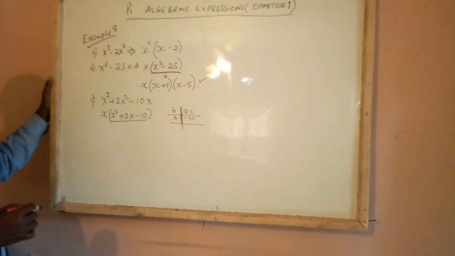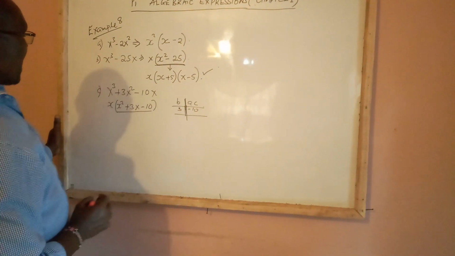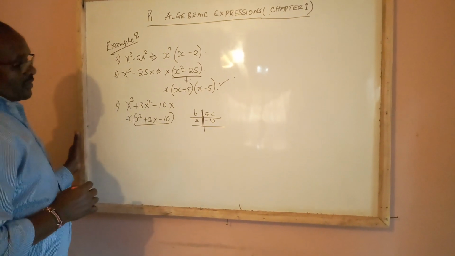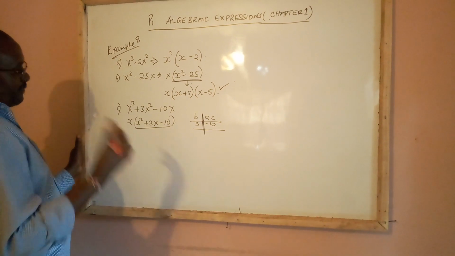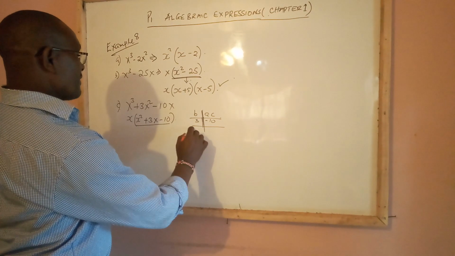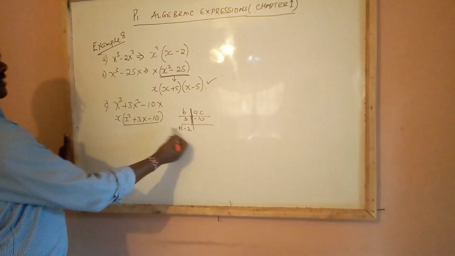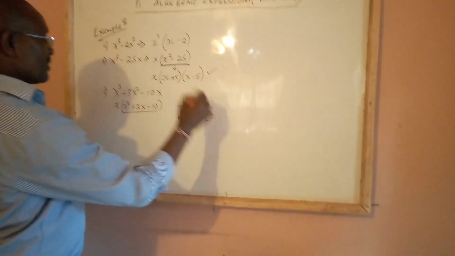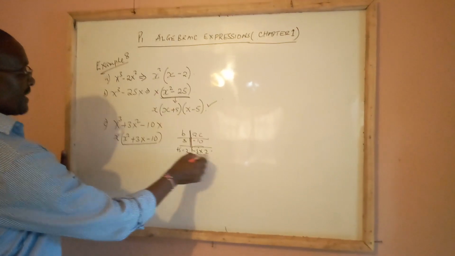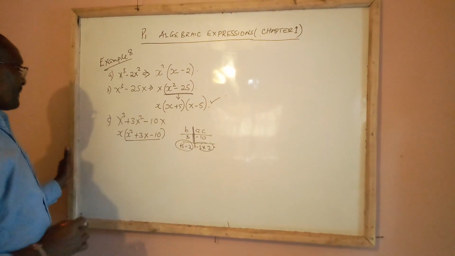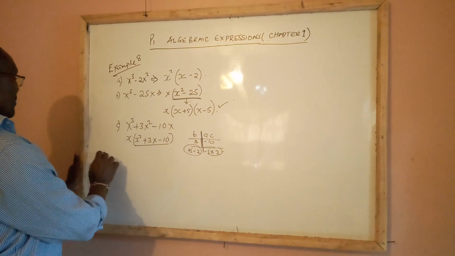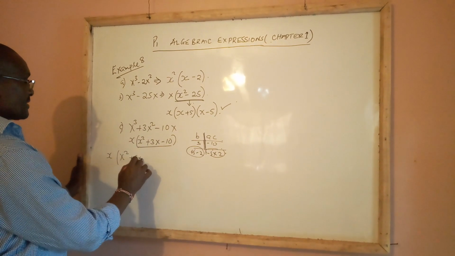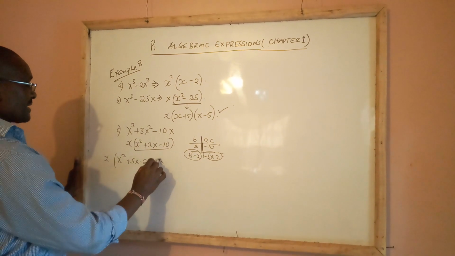So the two questions: which two numbers do we multiply that give us a negative 10, and we add them to give us a 3? Of course, the bigger number is positive. That means plus 5 and minus 2, such that when we add them, we are left with a positive, and minus 2 times 5 gives us minus 10, and the sum is a positive 3. So we substitute the middle term. We are already having x squared plus 5x minus 2x minus 10.